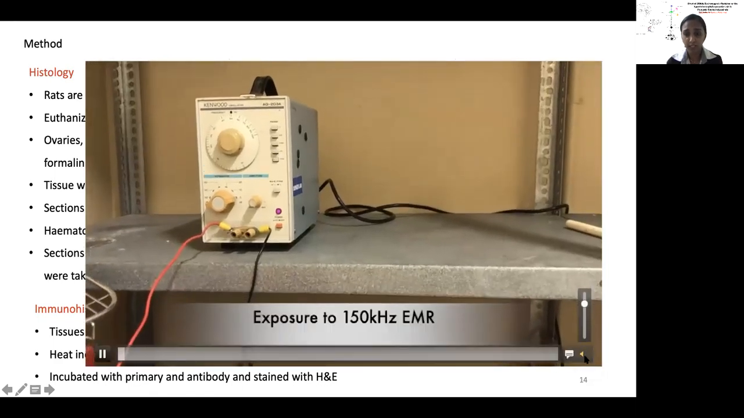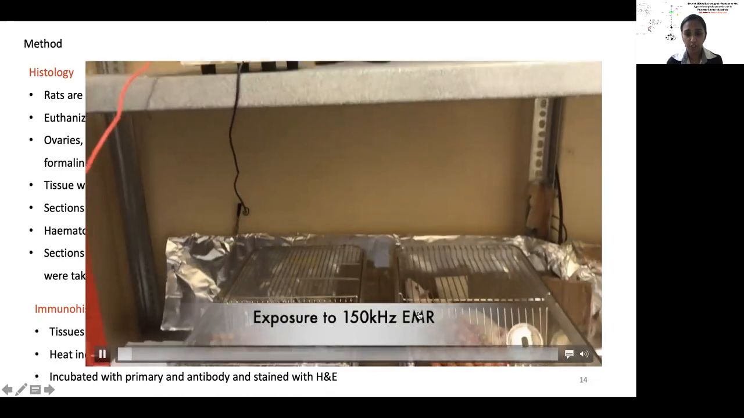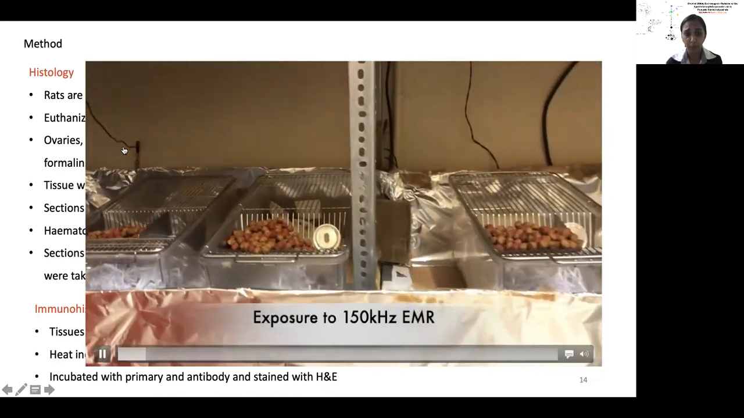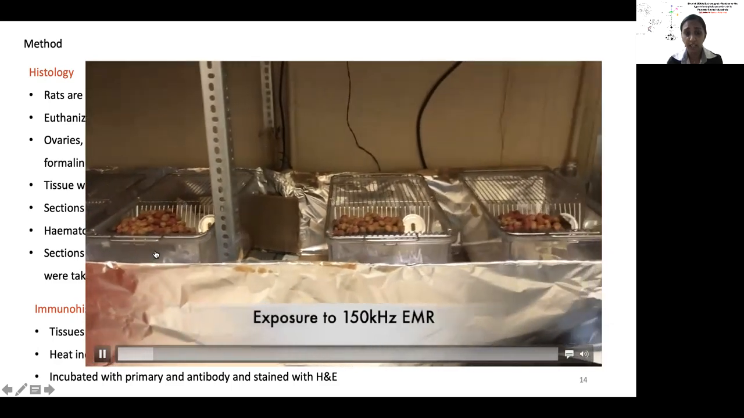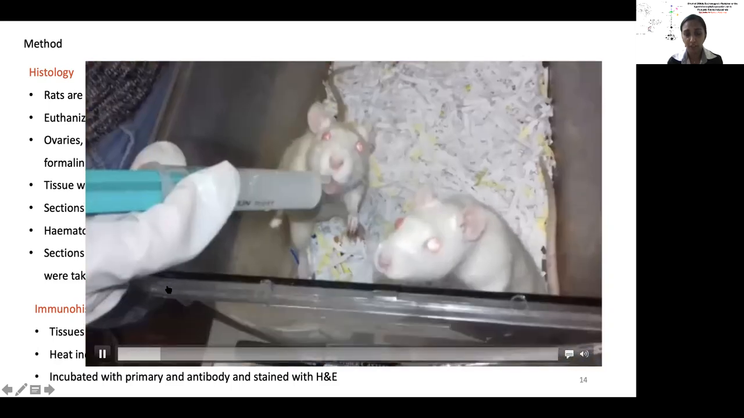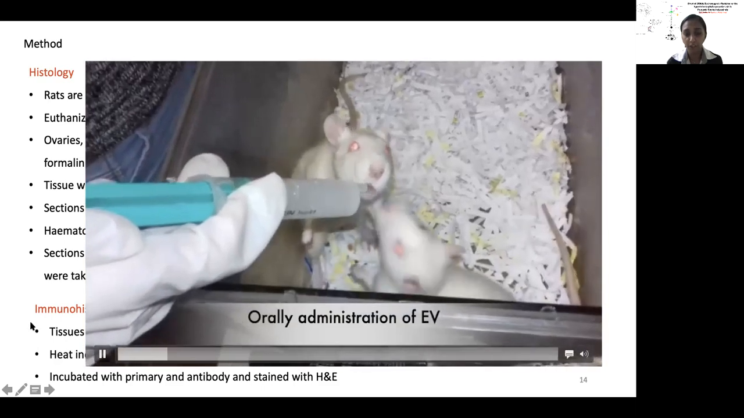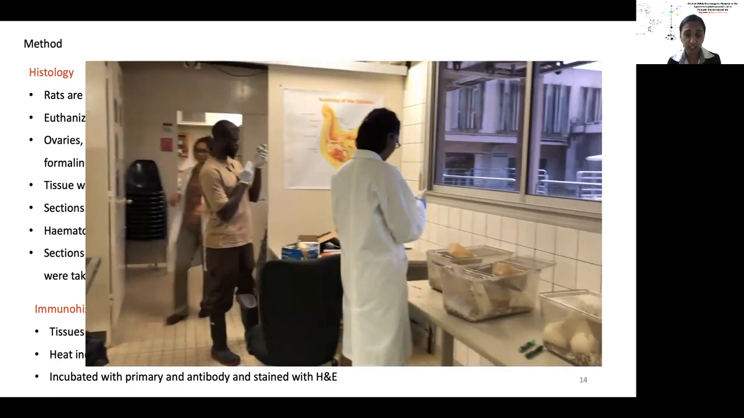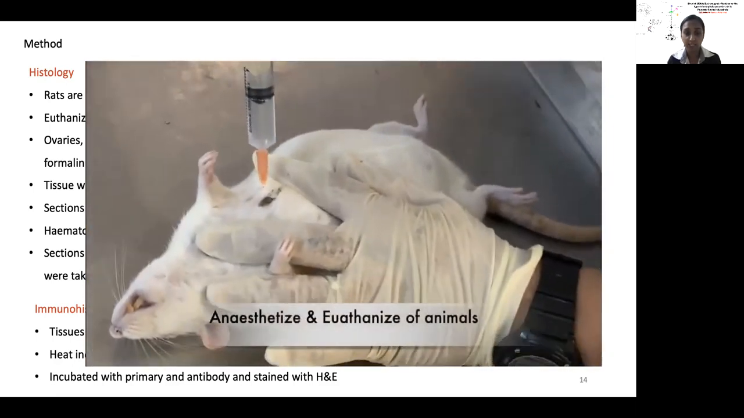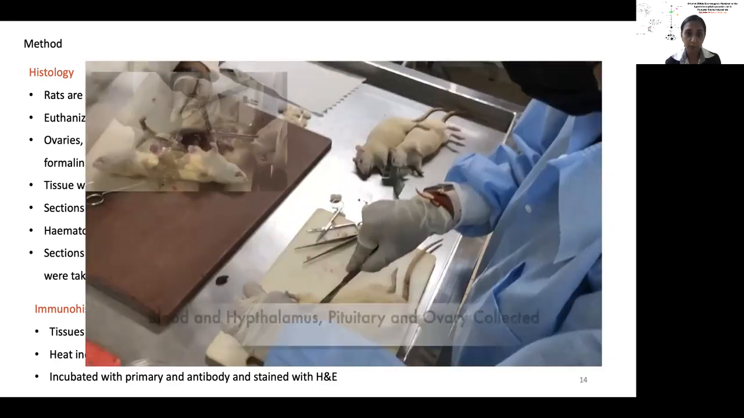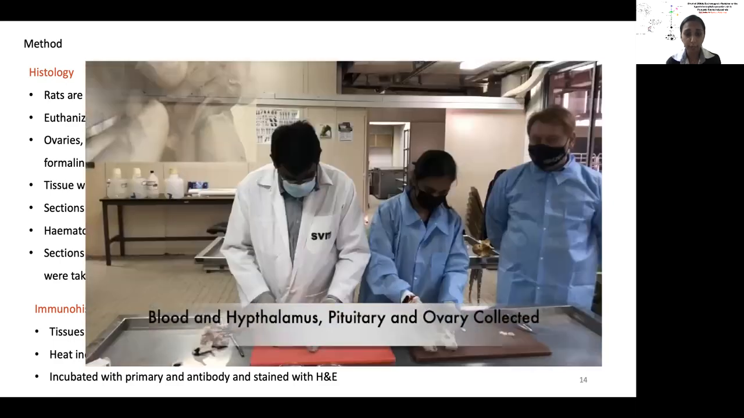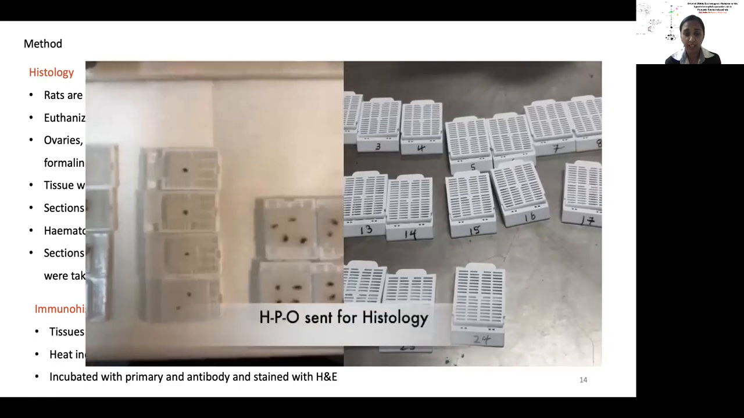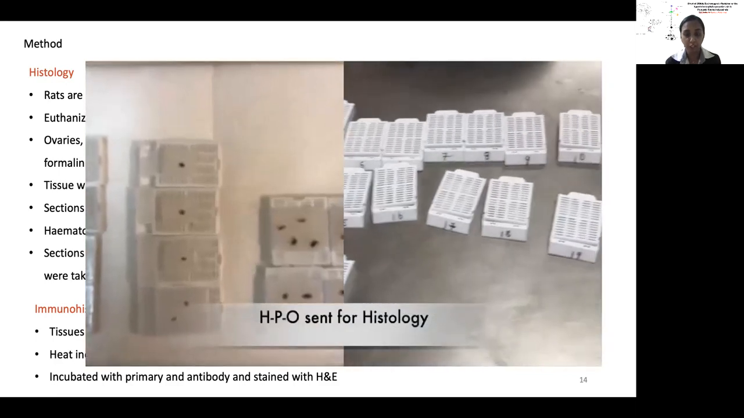As you can see here, this was the exposure to the 150 kilohertz electromagnetic radiation from a Kenwood oscillator, and it was shielded with aluminum foil, right, from the control. The rats were orally administered estradiol valerate. Their body weight was taken to monitor them, and they were anesthetized and euthanized according to proper procedures. Blood, hypothalamus, pituitary, and ovary were collected, and these were sent for histology.